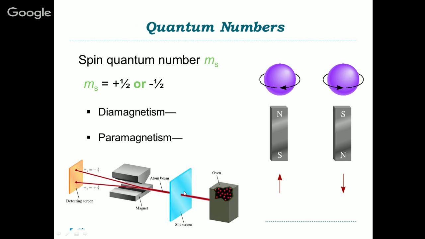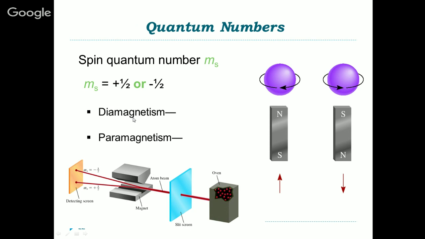So how do we discover this? When we have an atom beam going through this slit screen, a magnetic field is applied, and we see that the atoms are splitting based on which way their electrons are spinning. Positive 1/2 would be attracted to one end of the magnet, and the negative 1/2 would be attracted to the other end of the magnet. If this didn't exist, we would just expect to see one beam travel through the middle with the zero charge.